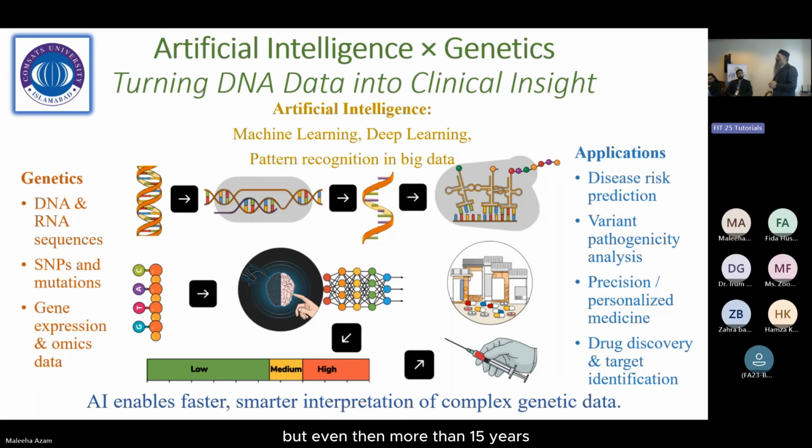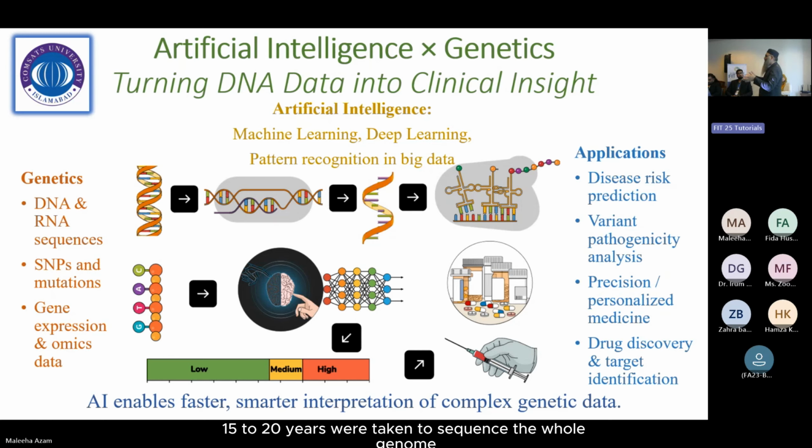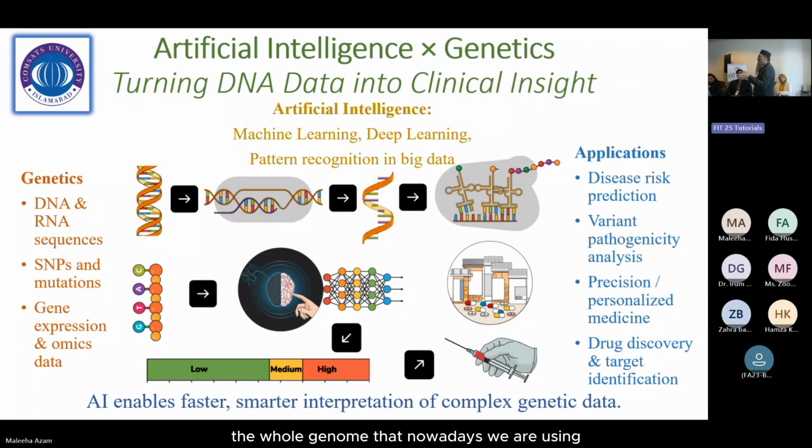But even then, 15 to 20 years were taken to sequence the whole genome. The whole genome that nowadays we are using in our genetic research is not the sequence of a single individual, but a consensus sequence. If we did not have that sequence, we could not have reached the point at which we are today. So when the whole genome was sequenced, molecular biology was going very fast.